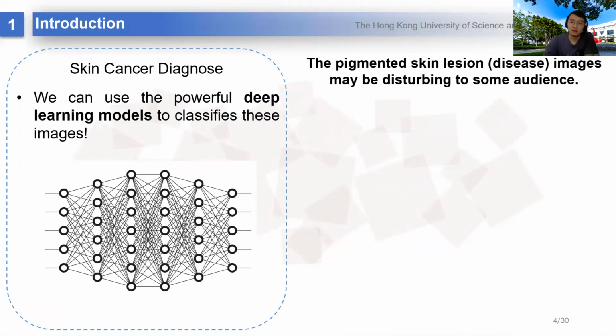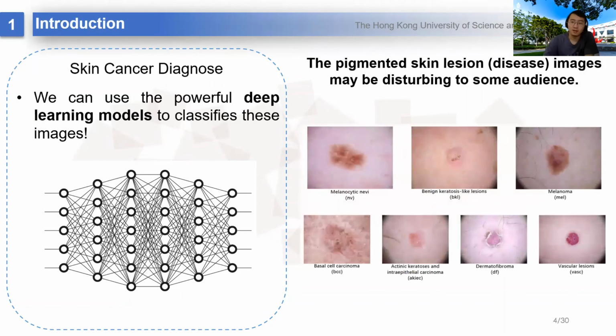Skin cancers are cancers that arise from the skin. It is the most widespread form of cancers, globally accounting for at least 40% of cancer cases. To diagnose skin cancers as early as possible, the doctors are required to classify different types of malignant skin cancers and pigmented skin lesions in the clinics based on the visual features. The pigmented skin lesion images may be disturbing to some audience. So here I go. As you can see, different kinds of skin disease have different appearance. The experienced doctors can tell the difference between different kinds of skin disease with naked eyes.